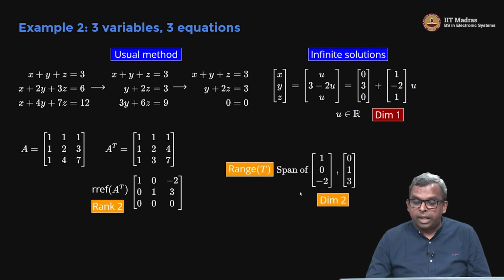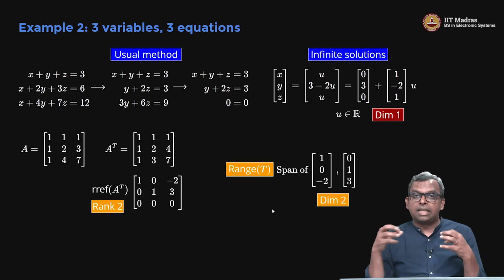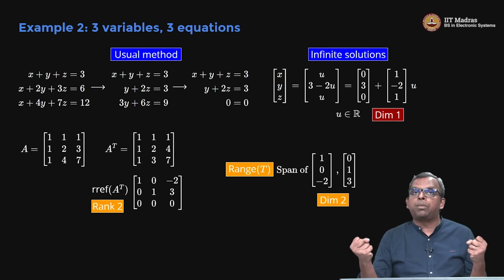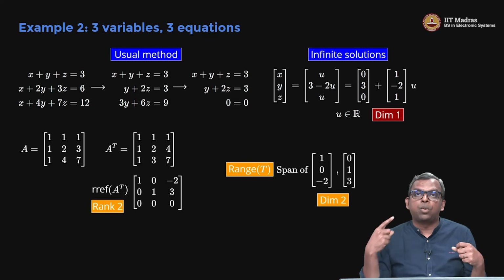Okay. So range is a span of 1, 0, minus 2 and 0, 1, 3, and it's got dimension 2. Okay. So this is range. Now when range has dimension 2, by your fundamental theorem, you know that the null space has dimension 1. So now I have to find the null space. So how do I find the null space, or how do I find a good basis for the null space?